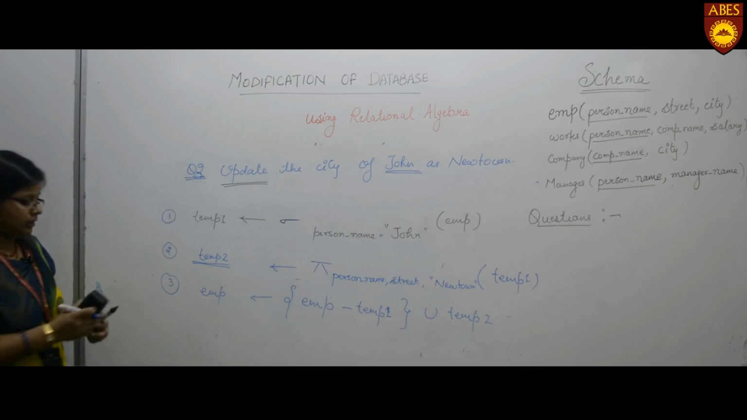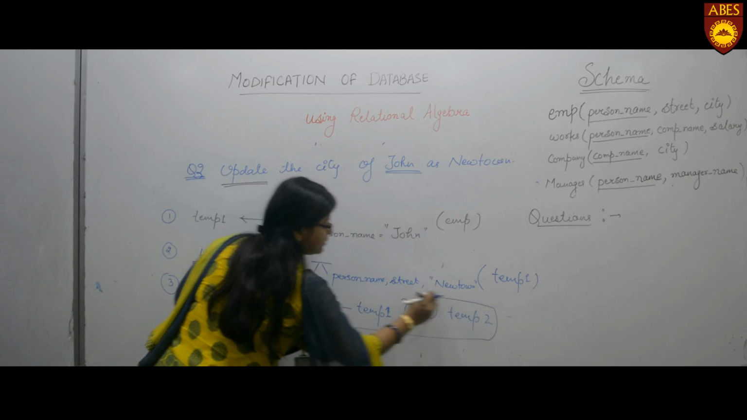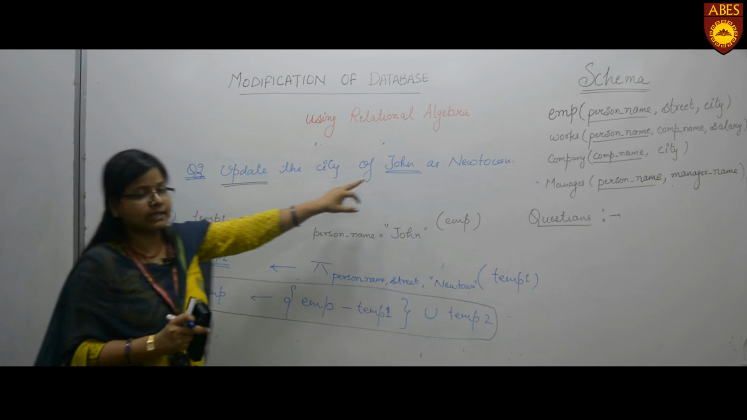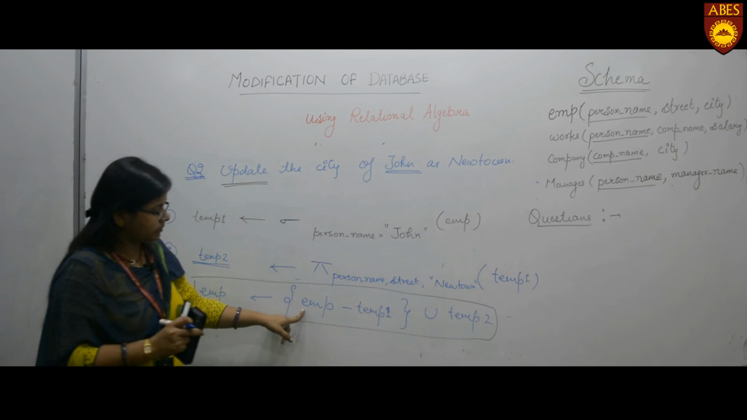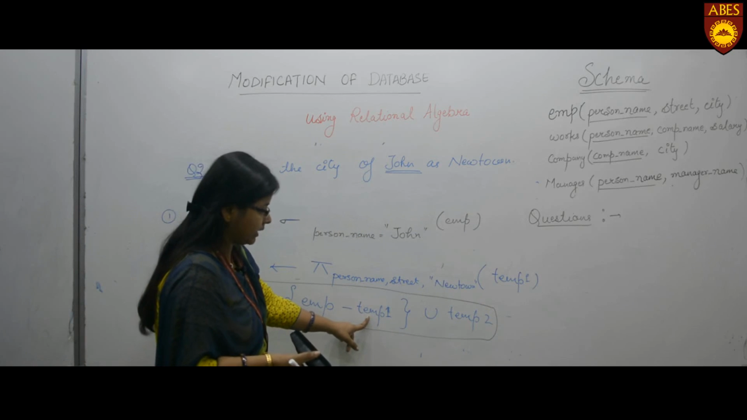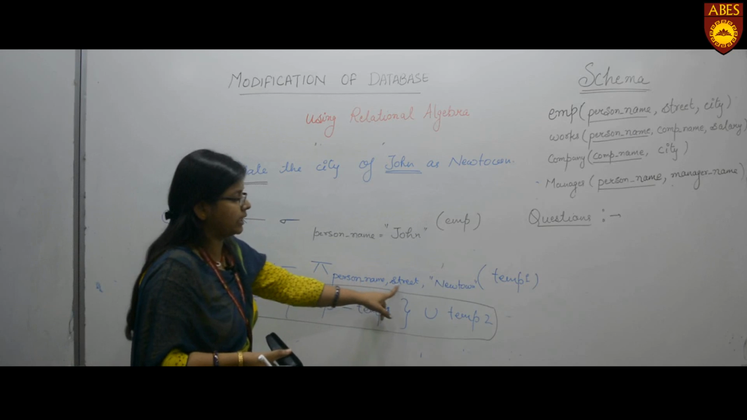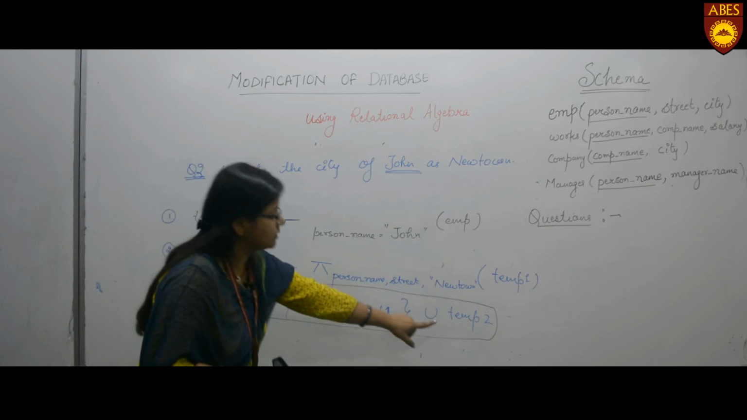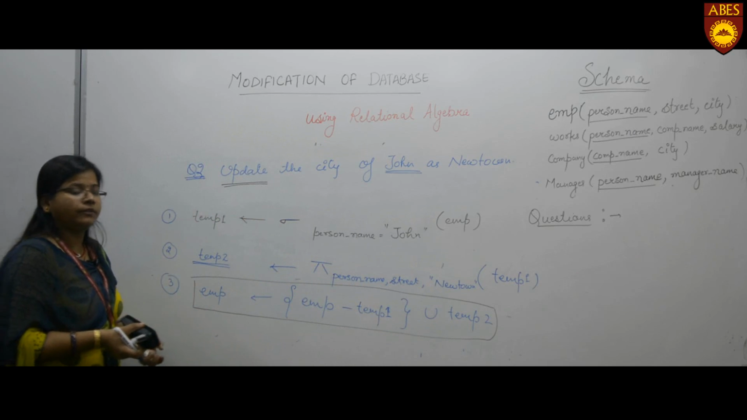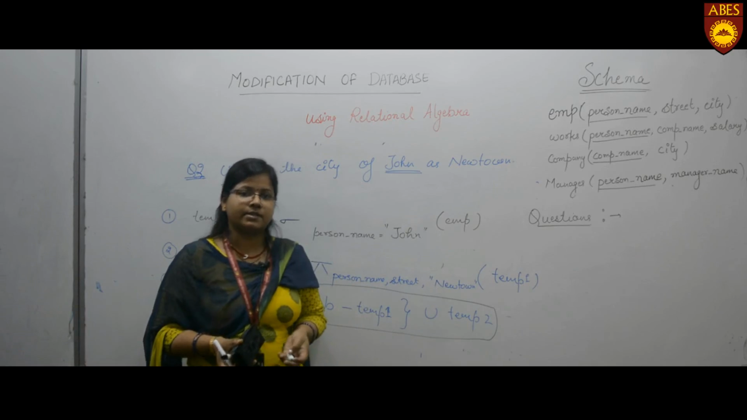So this will be the final relational algebra query for the command: update city of John as Newtown. What I did was remove the tuples of John with their older city value, and temp2 is a collection of John, street and Newtown as the new city, and this tuple is inserted into the existing EMP table. So in this manner we can write relational algebra queries for the modification of databases. Thank you.